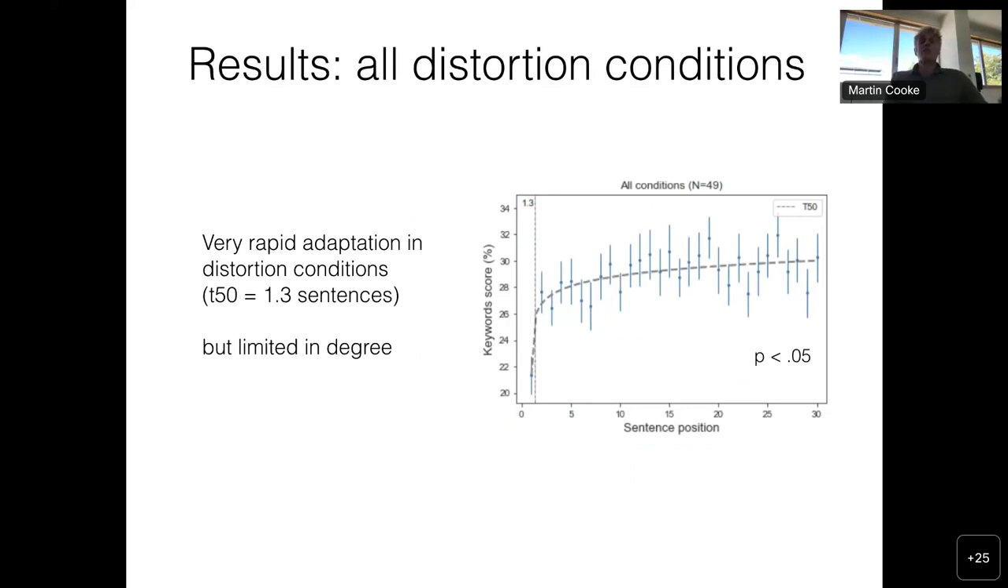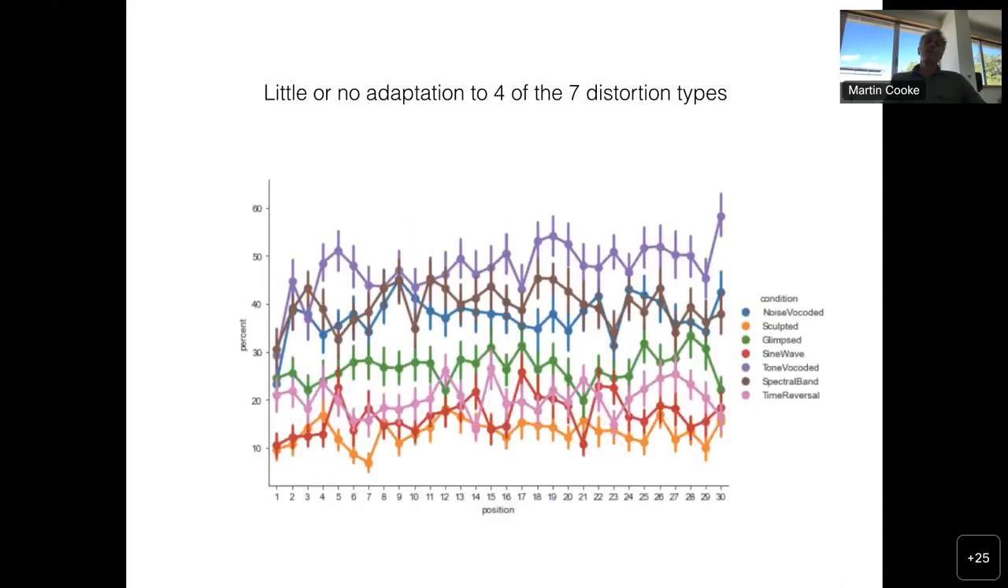So this is very rapid adaptation, 1.3 sentences to reach half. So essentially it's almost just a first sentence effect here. It's also very limited in degree. Notice that keyword score is very low here and it's not much higher at the end of 30 sentences. And in fact, these are the individual adaptation curves for the 7 conditions. I'm afraid this is a bit difficult to pull apart, but I just wanted to make the point that there's no adaptation at all for 4 of the 7 distortion types.